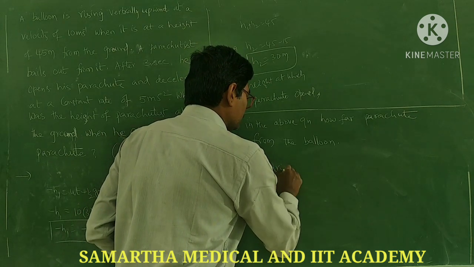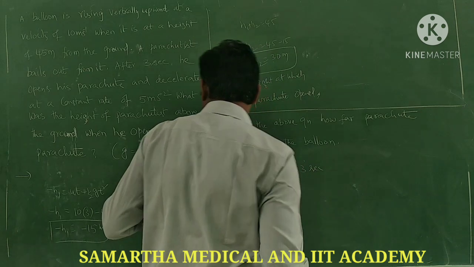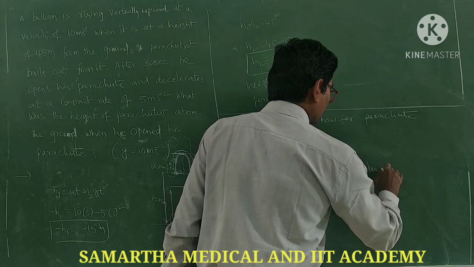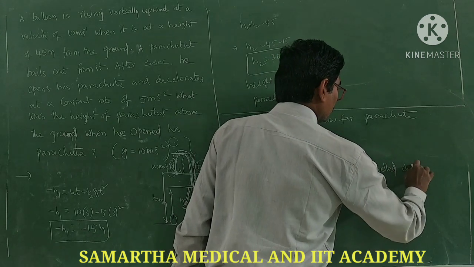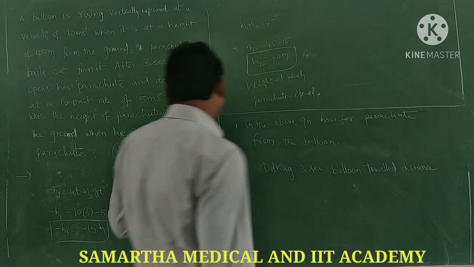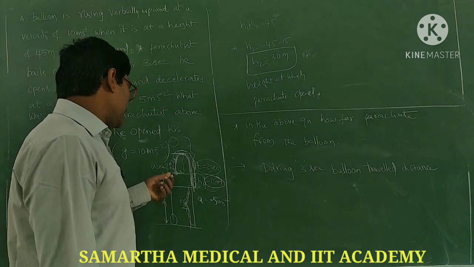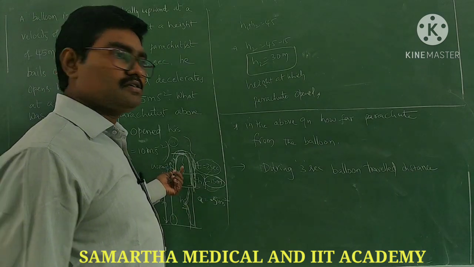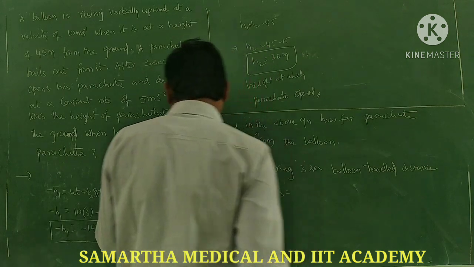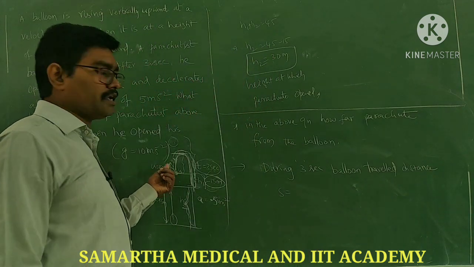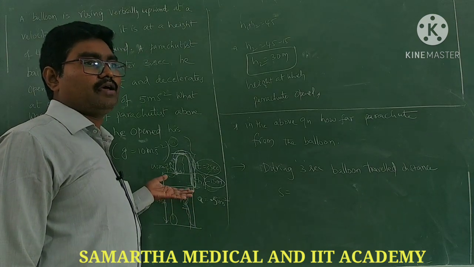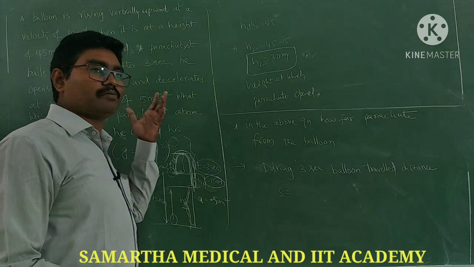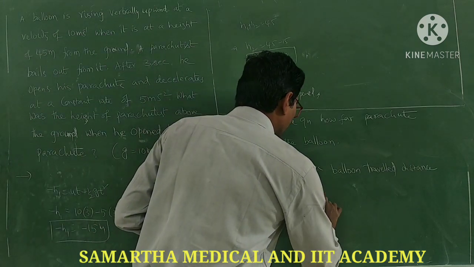During 3 seconds, the balloon travels a distance in the upward direction. How much? It is going with uniform velocity only, so no acceleration? But acceleration due to gravity is pulling down. So S equal to ut minus half g t square. It is just like a vertically projected body.